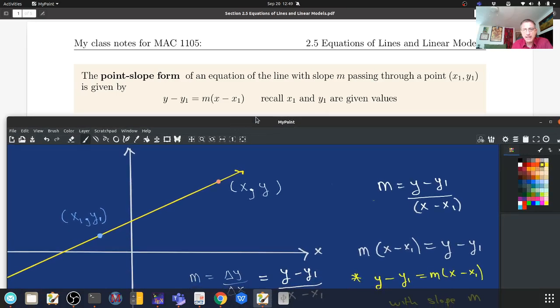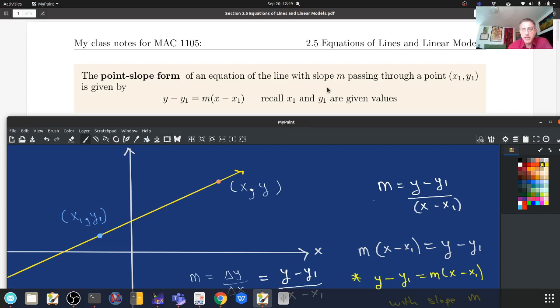And that's exactly what I give up here. Y minus y1 is equal to m times x minus x1. And it's the equation of the line with slope m. So again, it has to have an existing slope. If the slope is 0, that is an existing slope. The slope can be 0. In that case, you have a horizontal line, and it passes through the single point x1 and y1.